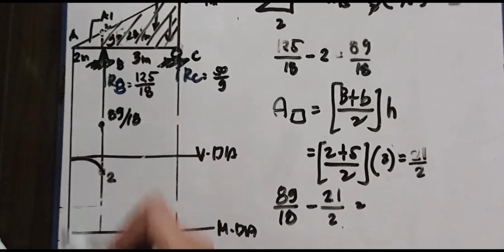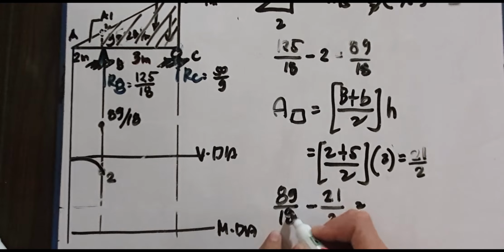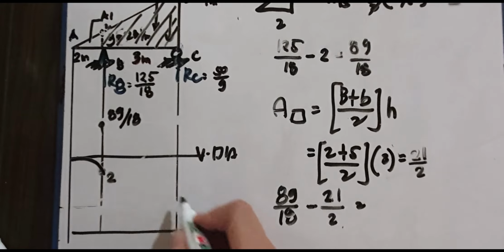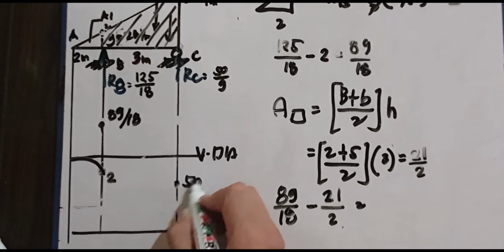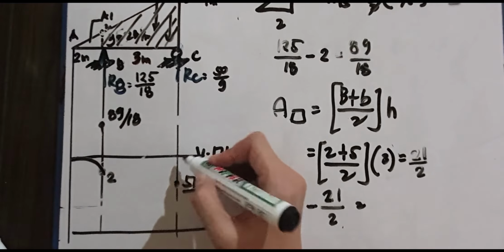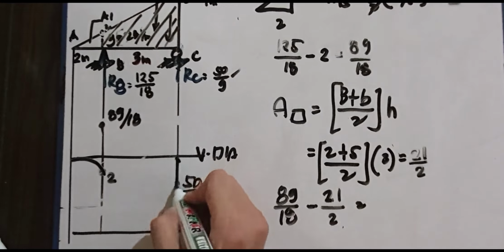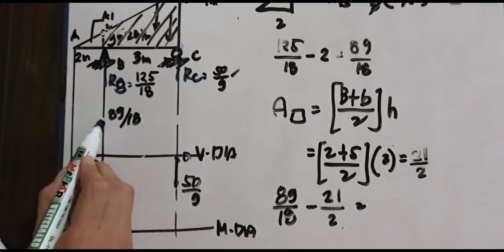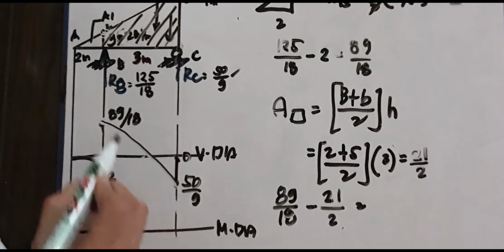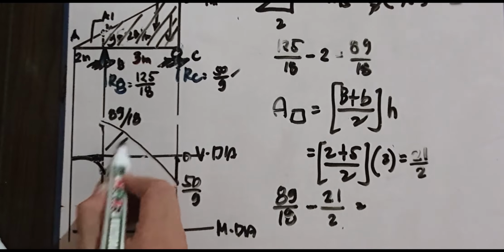Ito naman ay positive sa upward. So, 89 minus 89 over 18 minus 2 is 50 all over 9. So, ilagay natin 50 all over 9. And then, 50 all over 9 minus this one, reaction na C. So, that is 0. So, i-curve lang natin. Ayan. So, that is your shear diagram.